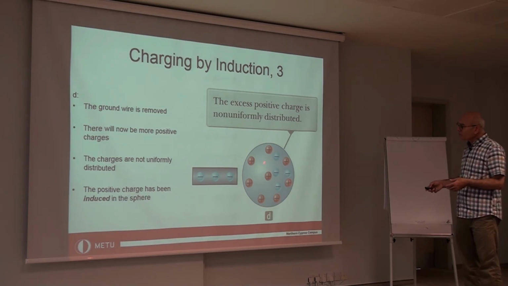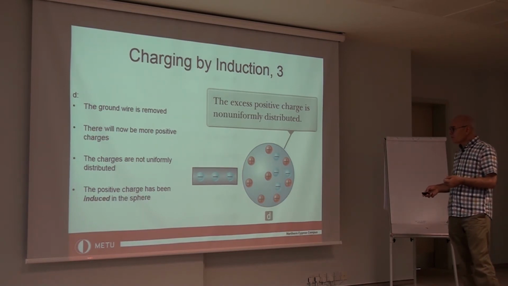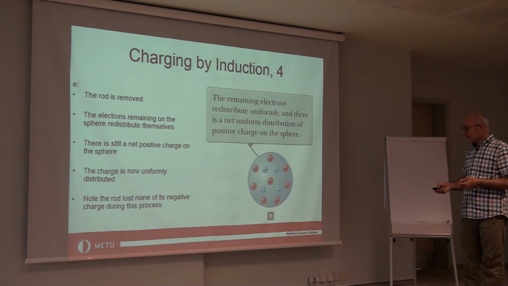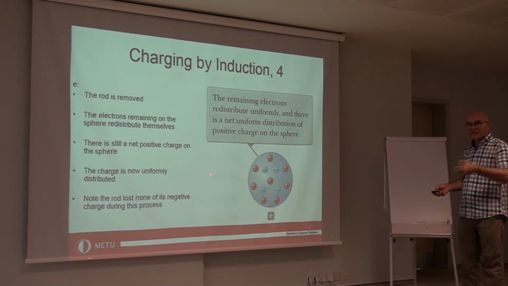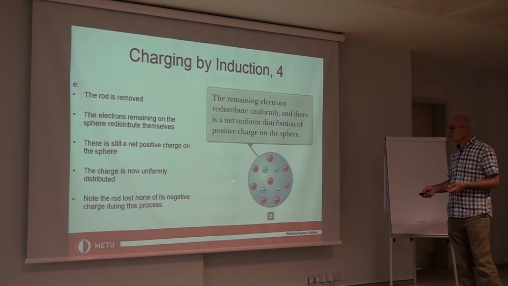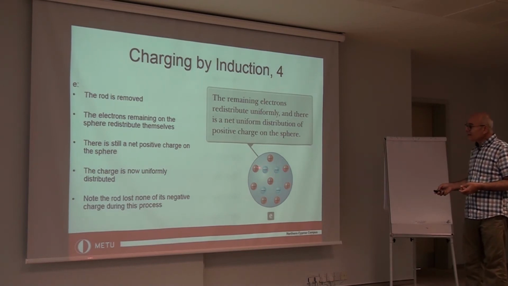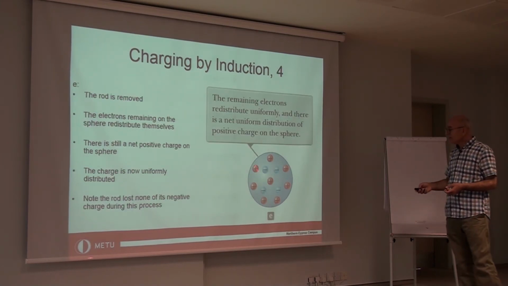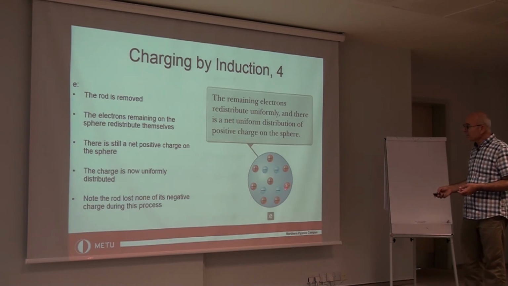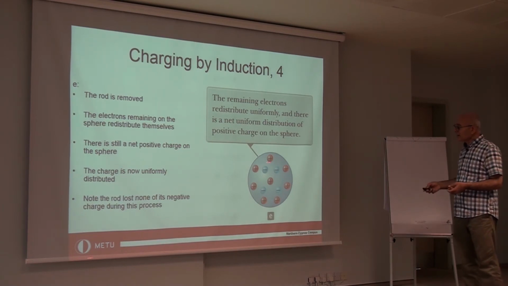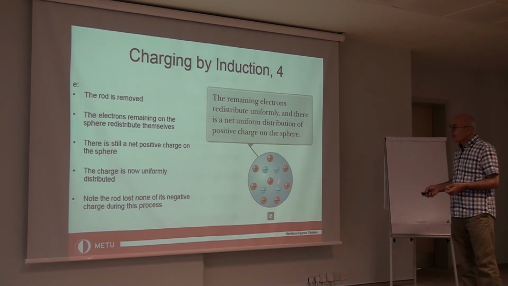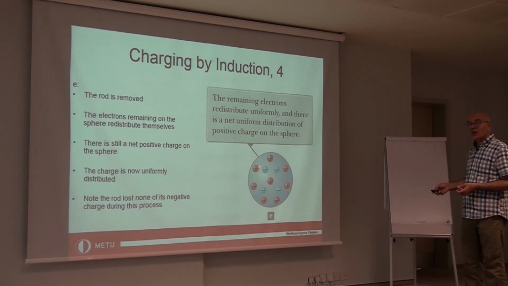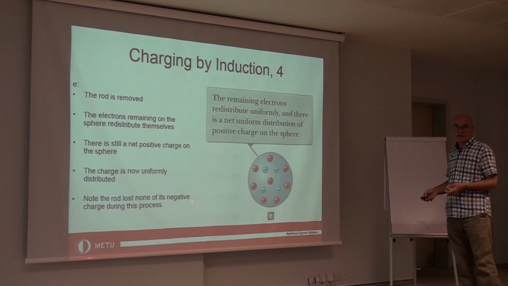Now, what you do now, if you remove the negatively charged rod, then there is nothing to repel the electrons and keep them away from this part. So what will happen is that they will redistribute themselves over the whole sphere, and you will have a positive charge now appearing on the whole surface of the sphere.